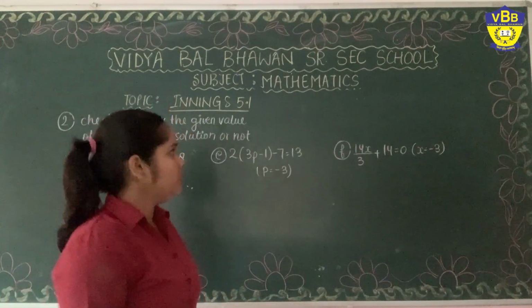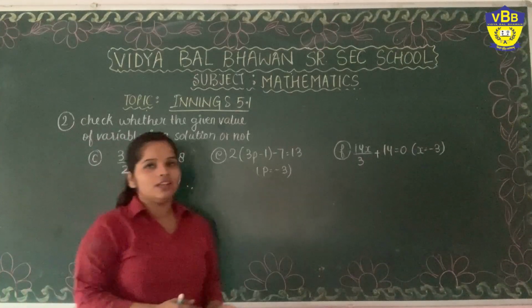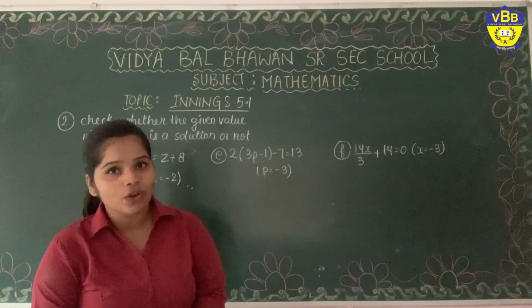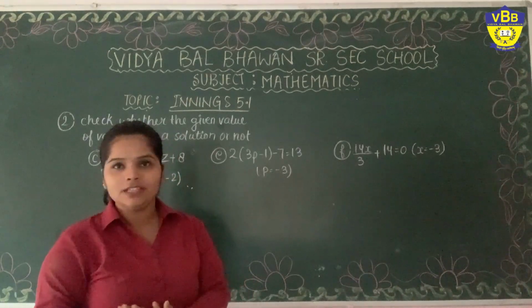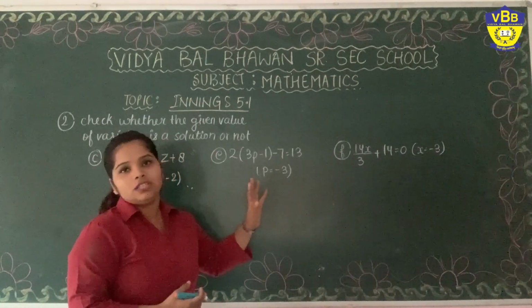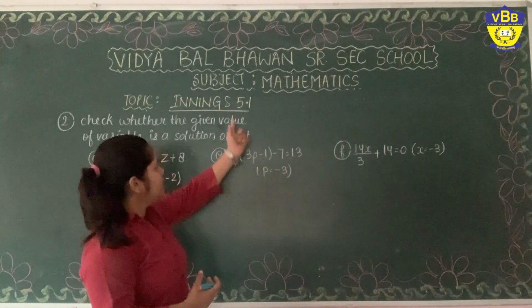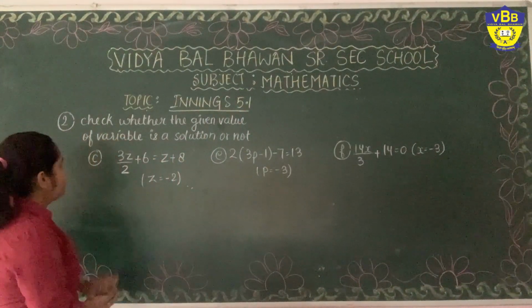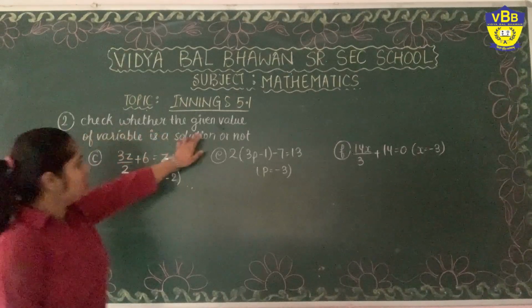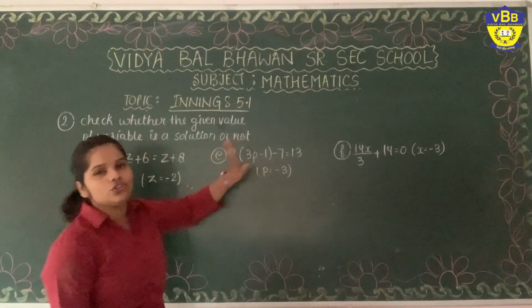Class, we are going to solve some of the questions. We have discussed the methods of solving linear equations. We have discussed 3 methods and we are going to use those 3 methods here to solve exercise 5.1. So the first question we are solving: check whether the given value of variable is a solution or not.